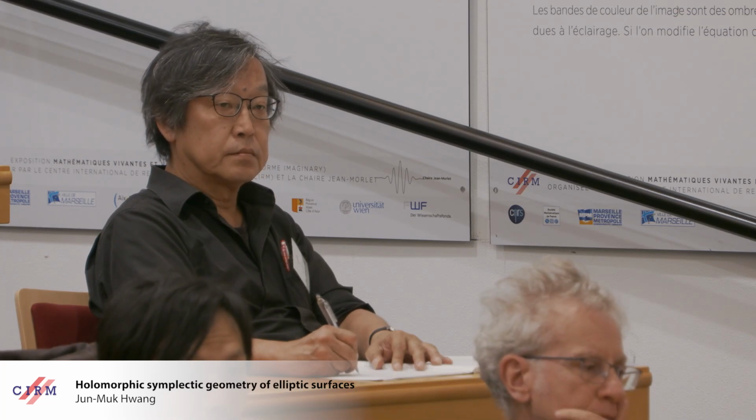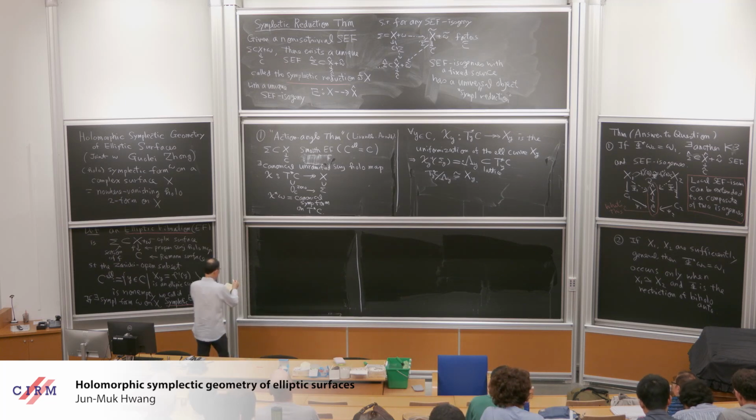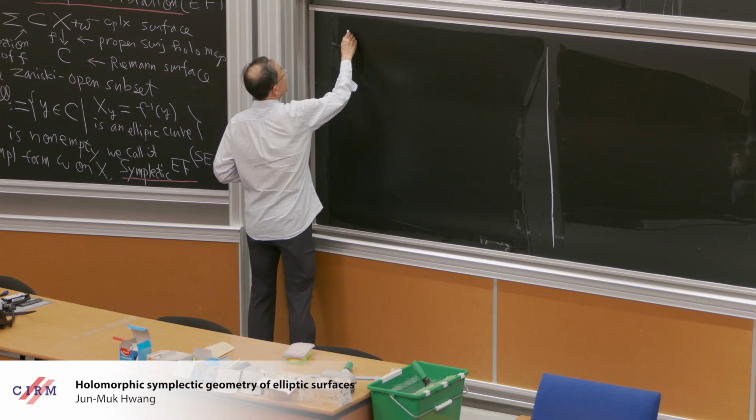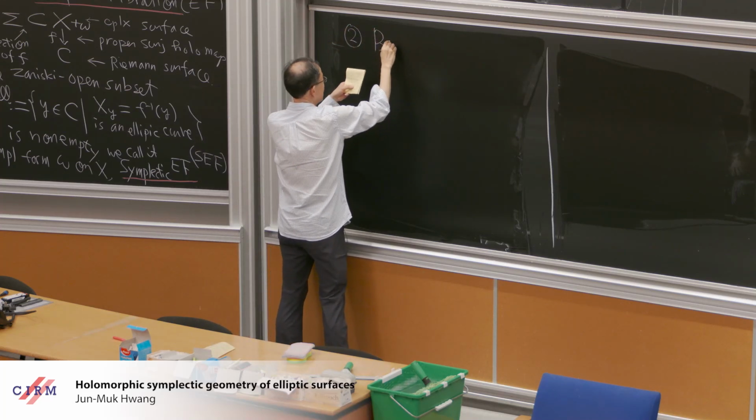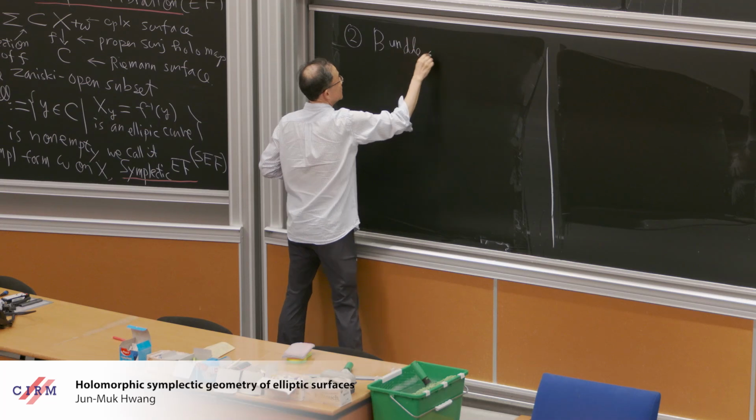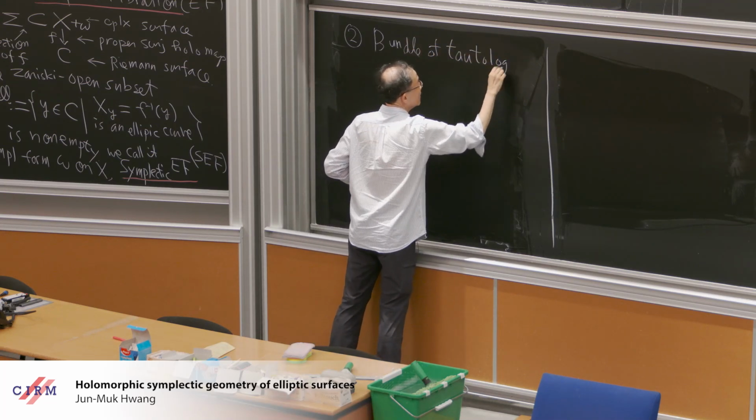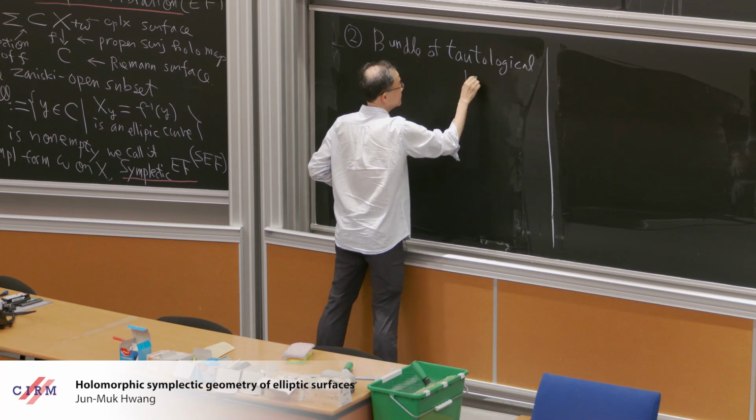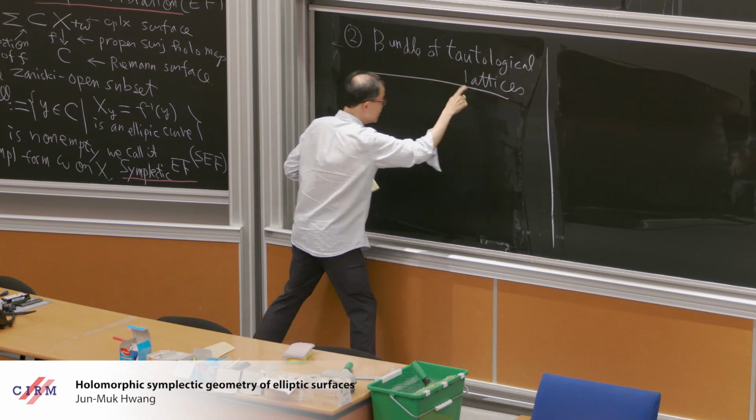Okay. Now the second ingredient, which is, I think, somewhat original in the sense that it's something elementary, but somehow people didn't think about it. And this is the bundle of tautological lattices. So this is another concept which is useful.